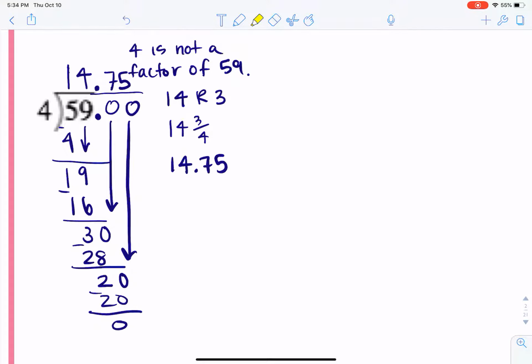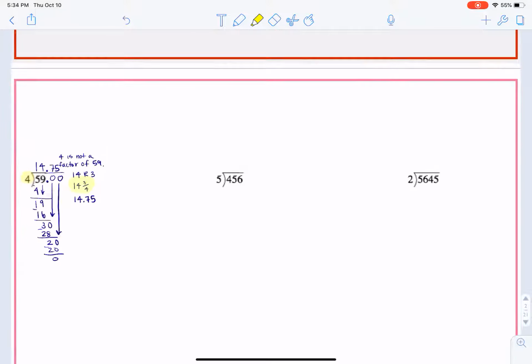For our purposes here, we'll express our answers this way. We'll take our remainder and put it over our divisor, which is the 4. So my remainder was 3 and my divisor was that 4. That's how we'll express our answers moving forward here.